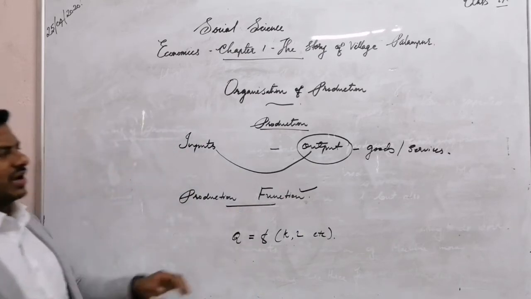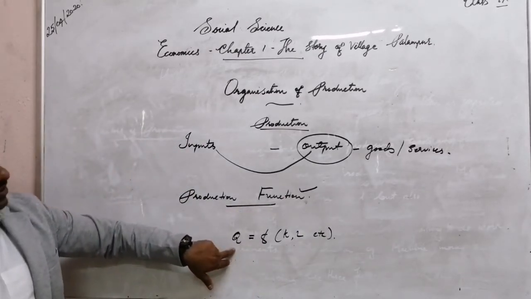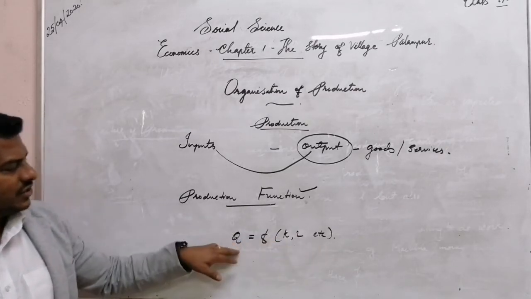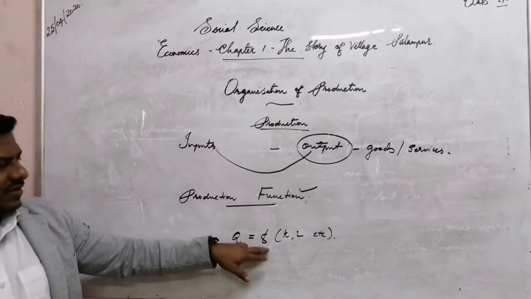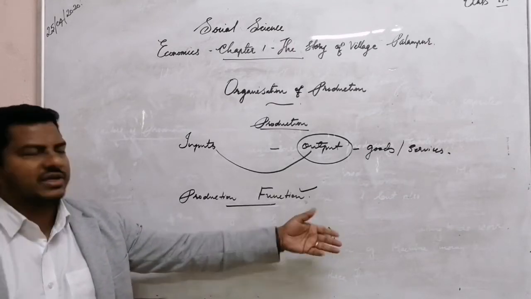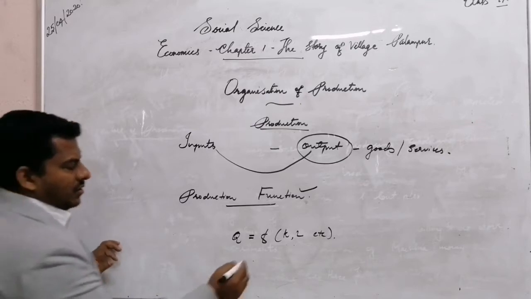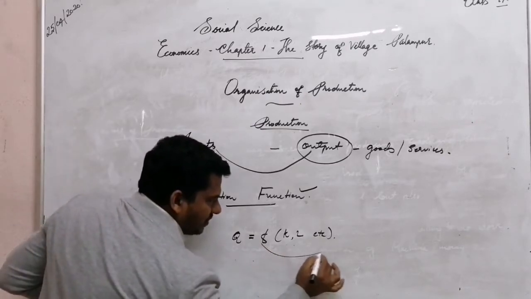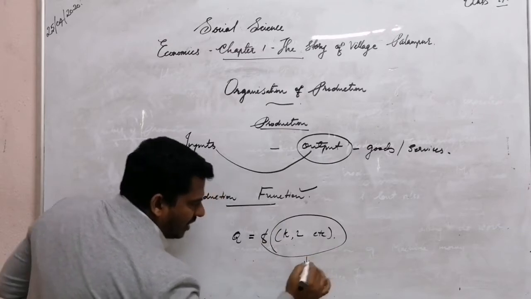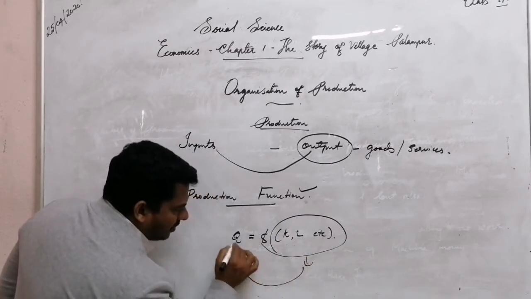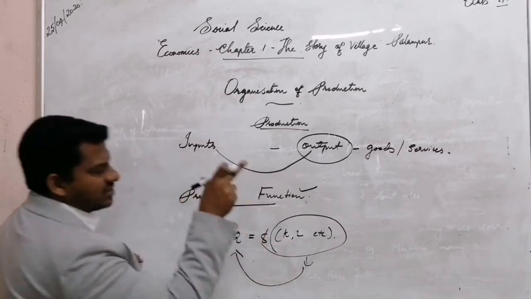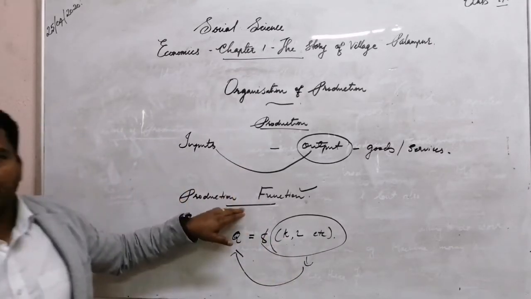The production function can be written as Q = f(K, L, etc.). That means Q is output, f is function, K means capital, L means labor, etc. By the process of these capital, labor and other factors of production, we will get the output Q. This is the functional relationship, and it is known as the production function.